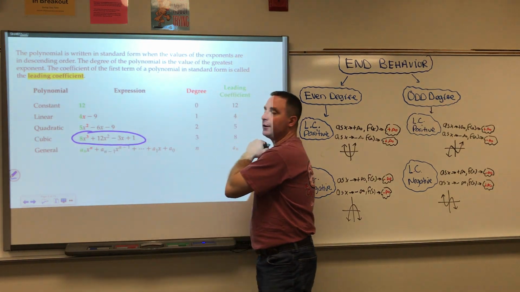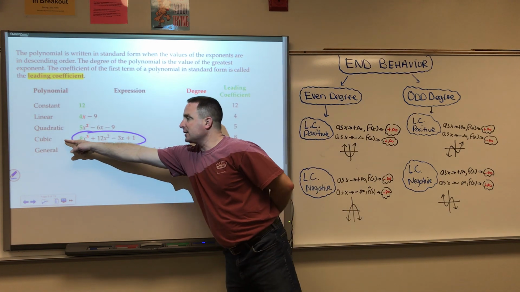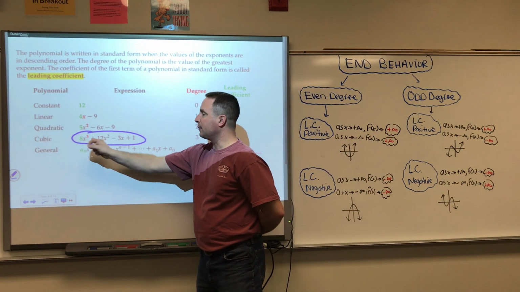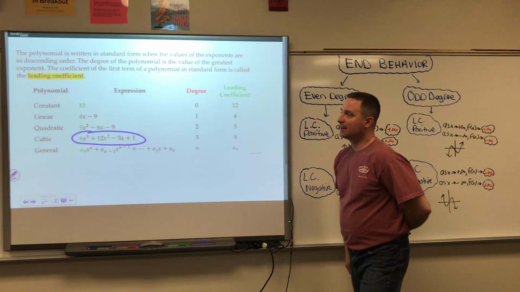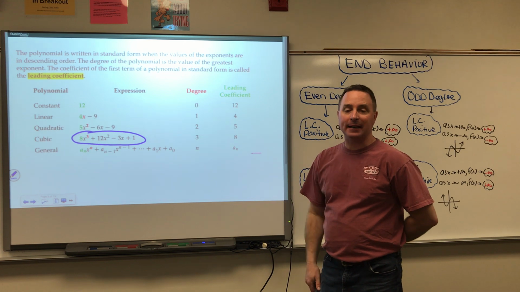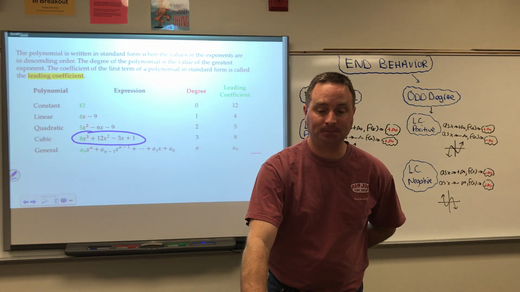Okay, it's in standard form. It goes from the third power down to the smallest one. Its degree is 3, so it's called a cubic. Okay, and its leading coefficient is the number out in front, it'd be an 8. So again, not a lot of fancy math yet, just identifying and defining some of the different parts of a polynomial equation.